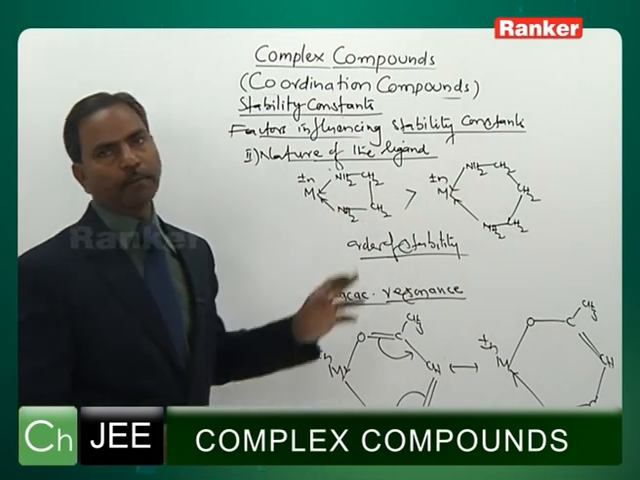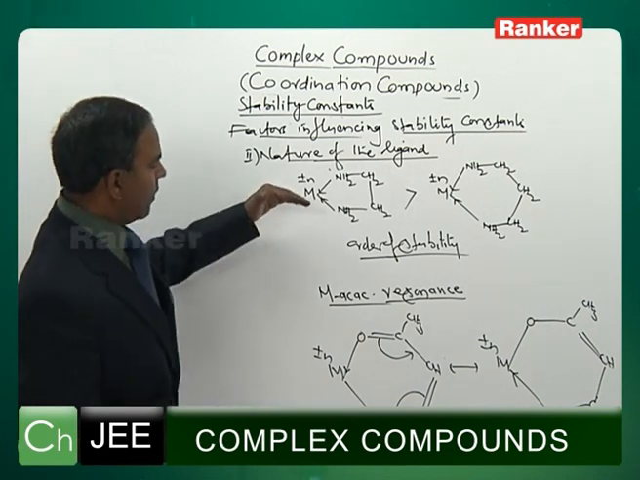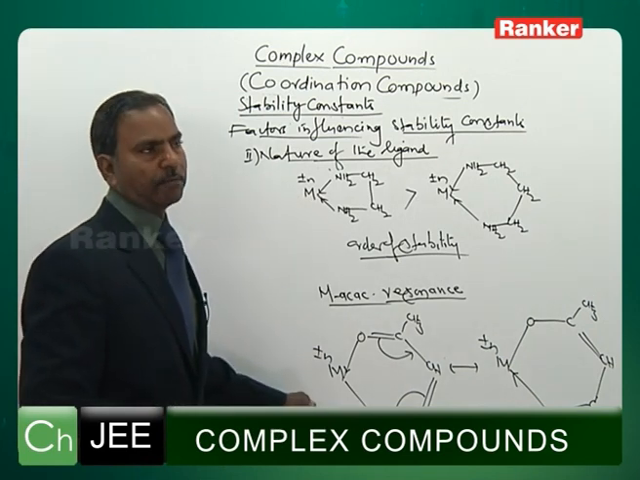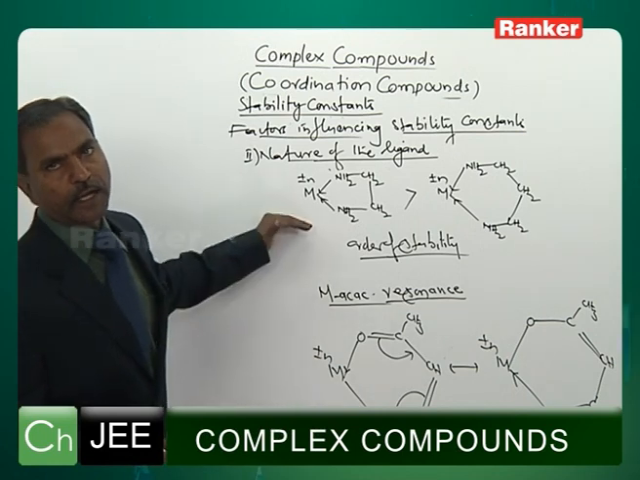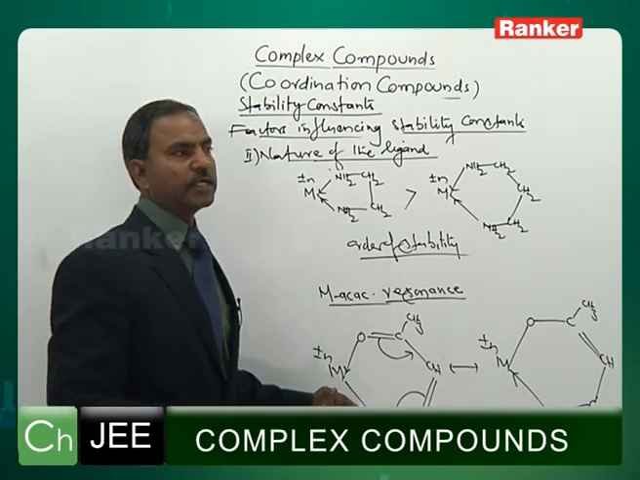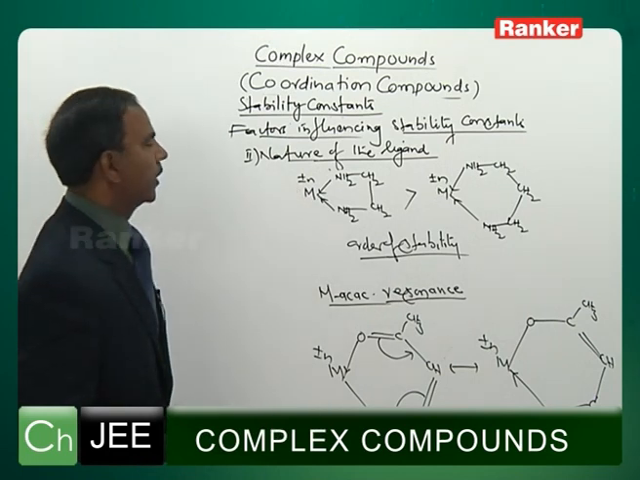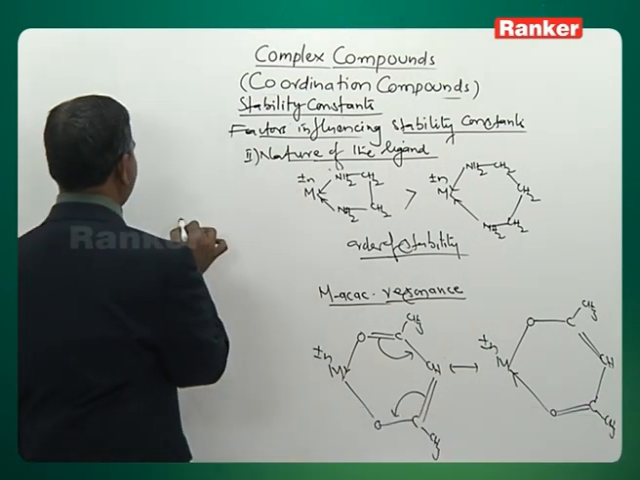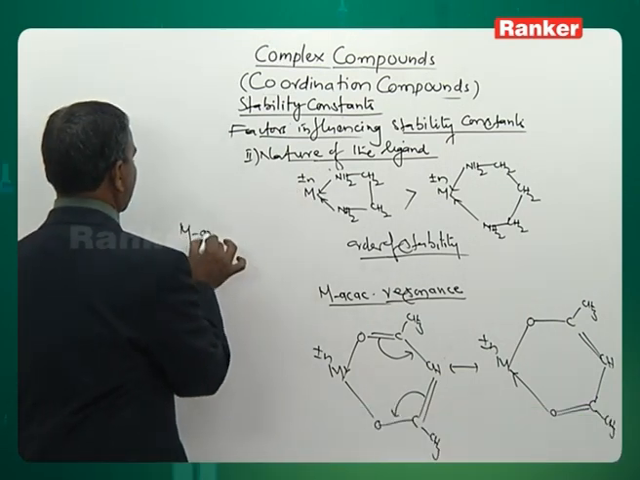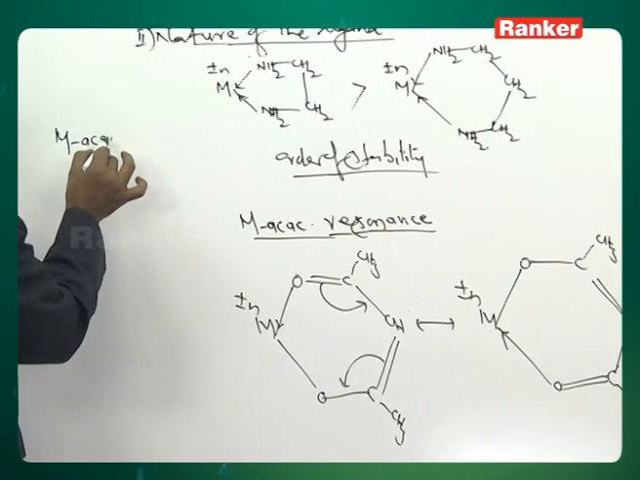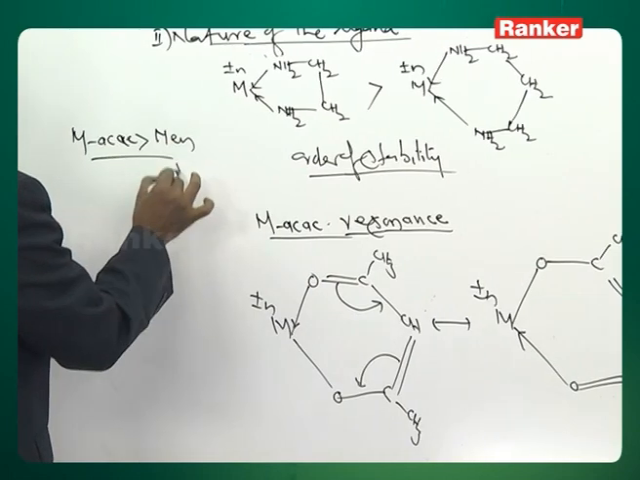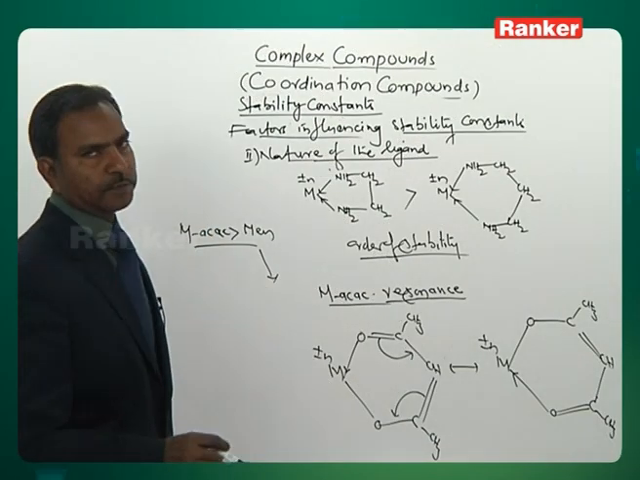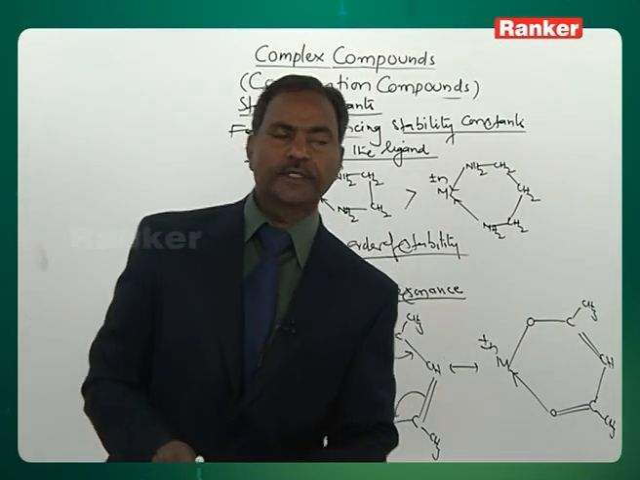MEN is more stable. We compare MEN and the M-ACAC complex. The M-ACAC complex is more stable than the ethylene diamine complex. So we can write like this: the ACAC complex is more stable than MEN according to this particular concept. This is ring size.